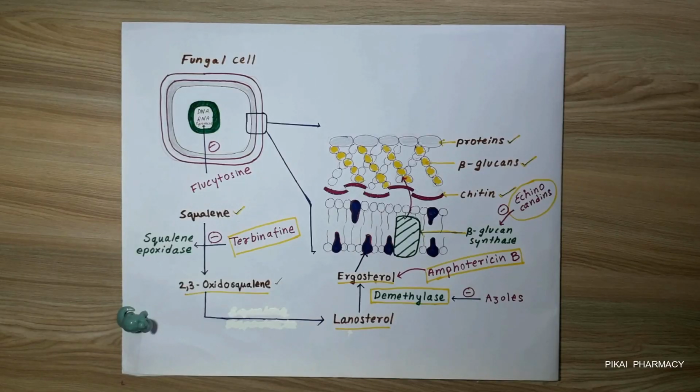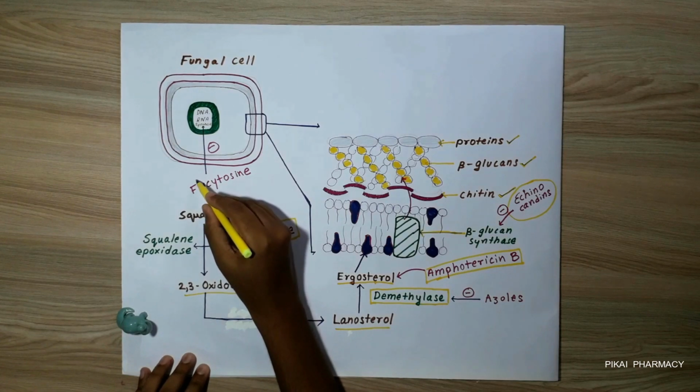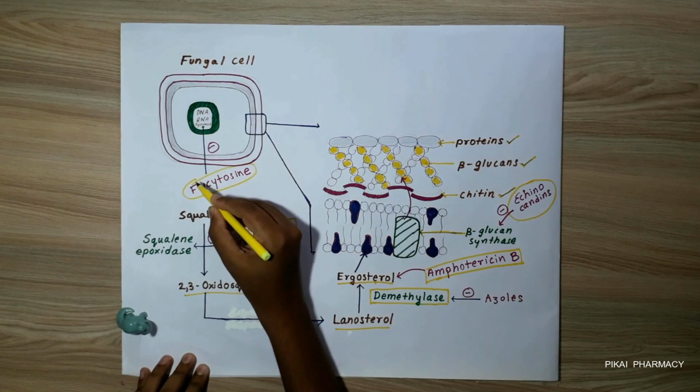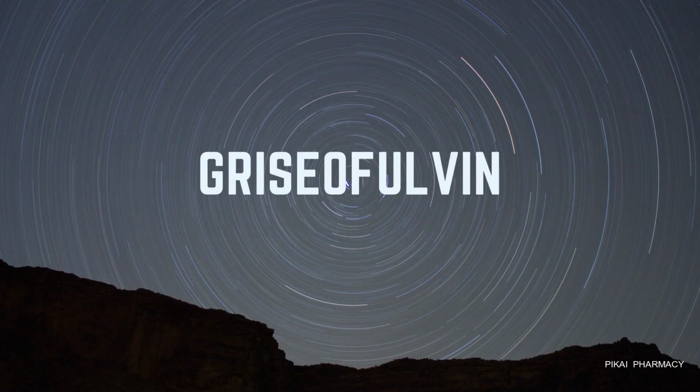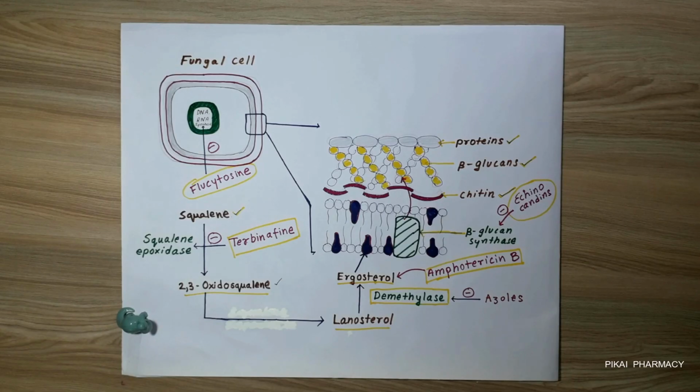So now let's discuss those antifungal drugs which kill the fungal cell by blocking the nucleic acid synthesis. An example of such a drug is flucytosine. Flucytosine kills the fungal cell by inhibiting the nucleic acid synthesis. So now at last there is another drug known as griseofulvin that kills the fungal cell by disrupting the microtubules of the fungal cell. So that wraps up how antifungal drugs act against fungal infections.